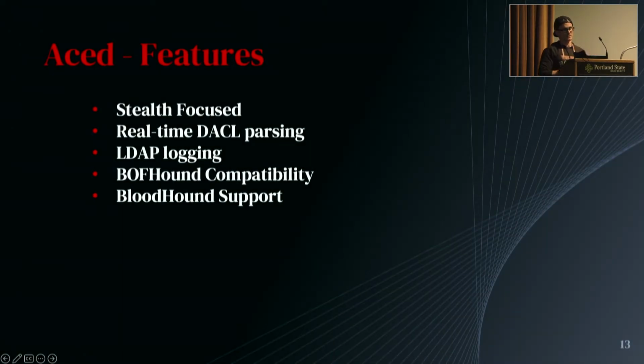Some of the features with ACE are that it was designed primarily focused on being stealthy, which I'll describe a little bit more in the next slide. And as you're running these queries, the DACL associated with the account is actually being parsed and returned to you in real time. So each principal that you query for is going to show up in your terminal. While the tool is parsing the Ldap that you're querying for, or the DACL that you're querying for, it's actually logging the corresponding Ldap search in the background. So it's storing it in a text file.